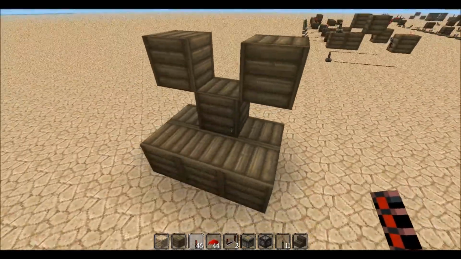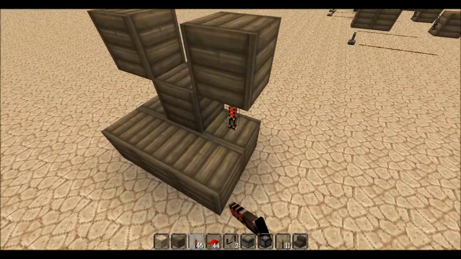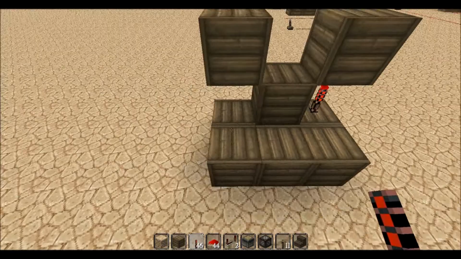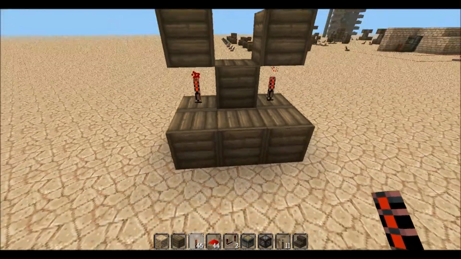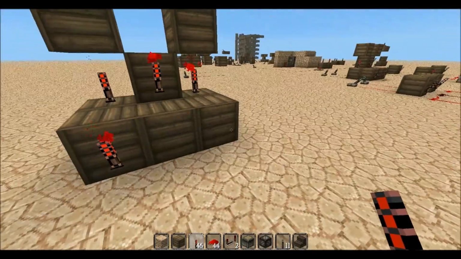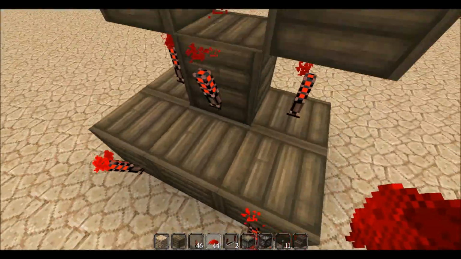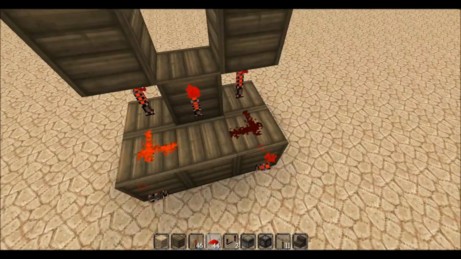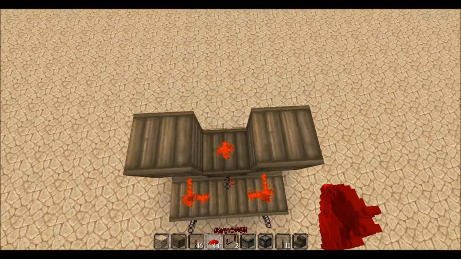We're going to take our torches. These torches here have to be on top of the block, like so. There and there. And these three torches have to be on the side. Here, here, and here. Very important you get that the right way around. Then we're going to put redstone here, here, and here, and here.